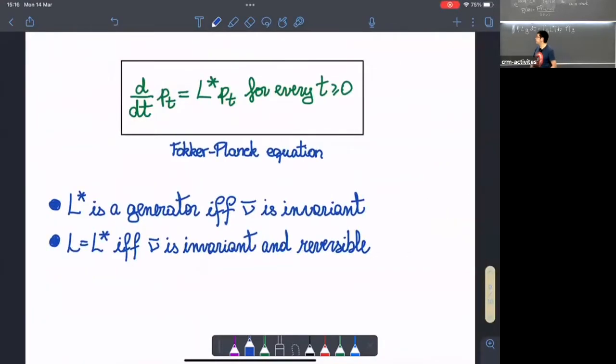So that's the definition of the adjoint. And we have the Fokker-Planck equation. Okay. So Fokker is the generator.